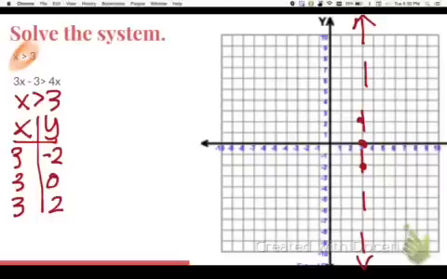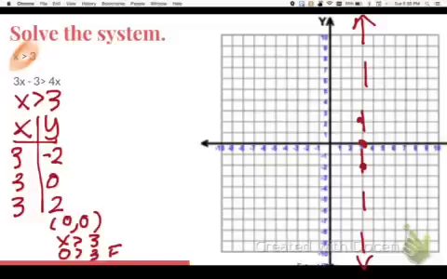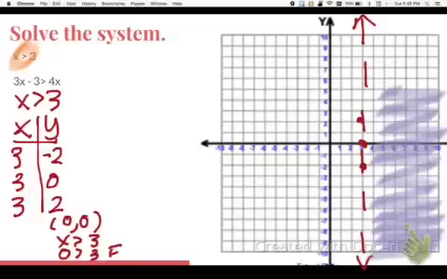Okay, so I need to use my test point 0, 0 and substitute it into that inequality. I only substitute my x value in because I don't have a y value. So 0 is greater than 3. That is false. So what that means is I need to go shade the half plane that is away from 0, 0, which is over here. All right.